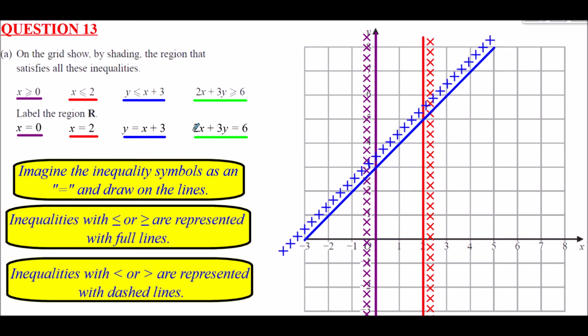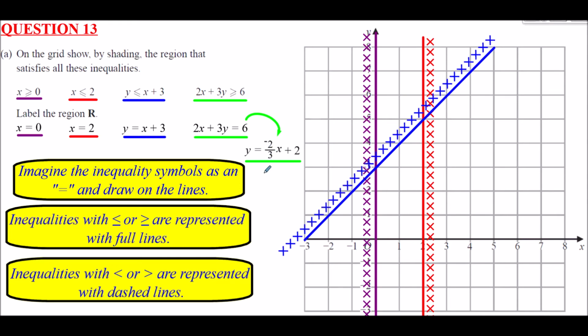Now finally, this one isn't in the form y equals. So what we need to do is rearrange it. So if we subtract 2x from both sides, we get that 3y equals minus 2x plus 6. Then if we divide everything by 3, we get y equals minus 2/3 of an x plus 6 divided by 3, which is 2. So rearrange it into y equals first, like so, and then plot this line.